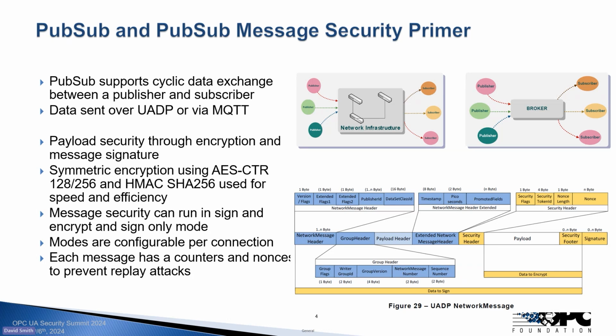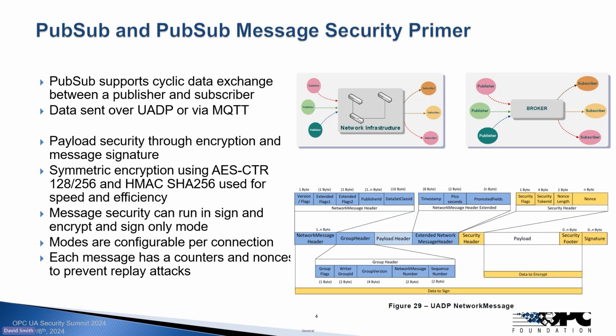For efficiency and speed, symmetric algorithms are used. So we're using AES counter mode, with 128 and 256 bit sizes for the keys. And then HMAC SHA-256 is used for the message authentication code, or what is called the signature. So the message authentication code protects integrity, and the AES mode protects the confidentiality of the data in the payload.